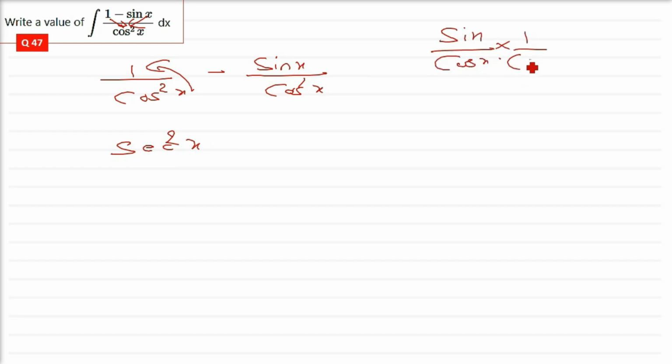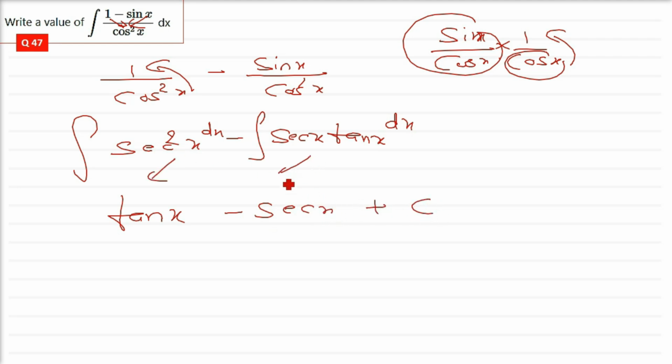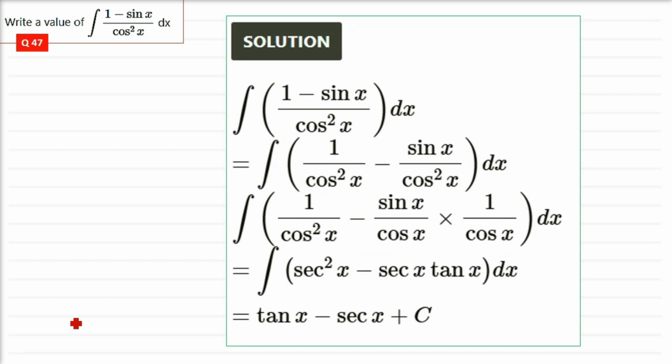So better is to divide this, which I am doing right now. So 1 by cos square x minus sin x by cos square x. 1 by cos square x is sec square x, and sin x by cos square x, as I just showed you on the right, will be tan x and sec x. Now the two parts which you see on the left and right, they both are direct results. Sec square x will give you tan x, sec x tan x will give you sec x plus a constant of integration. This is a direct formula. So this is the result in front of you, rather than doing the way I was telling you, because it will land you nowhere. So this is how you're going to go about it.